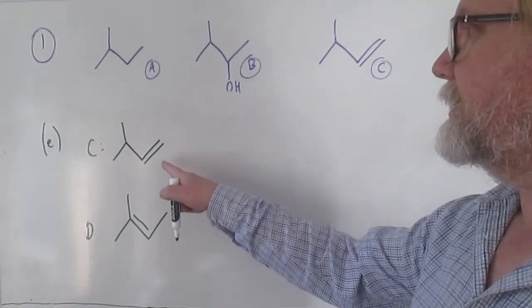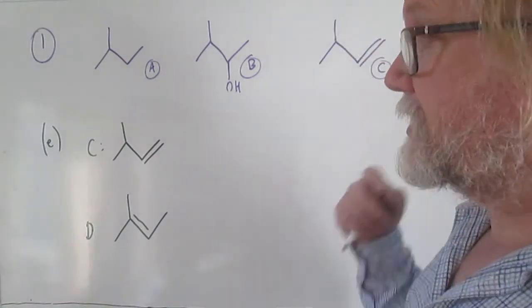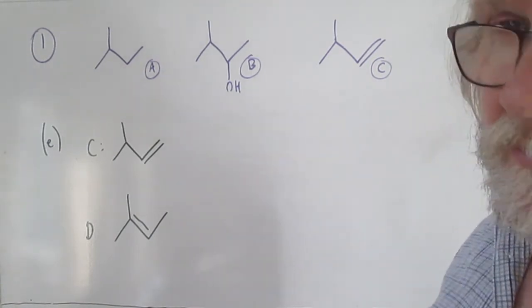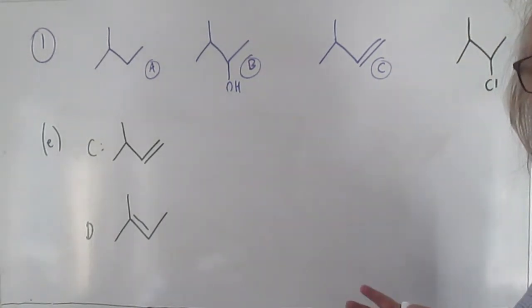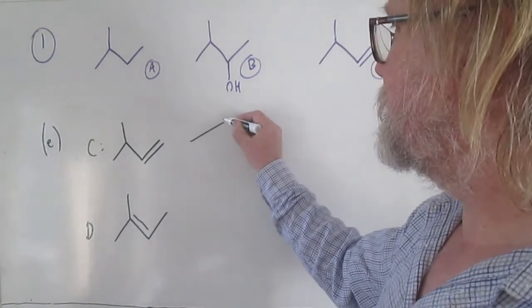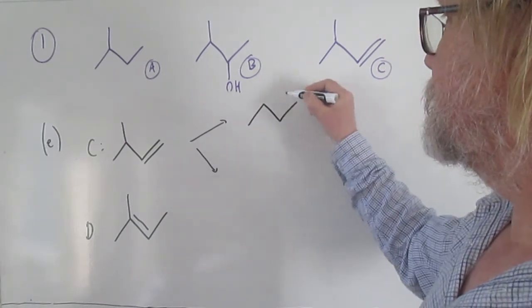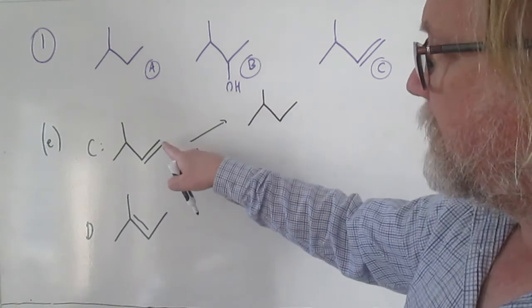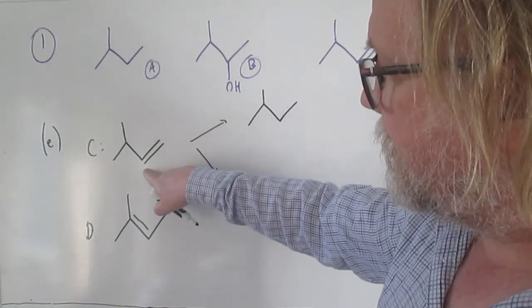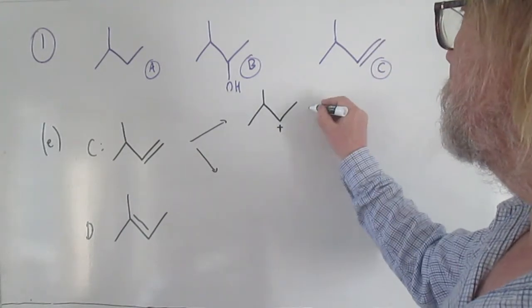So remember that when this, let's do it for C first of all, when it reacts with HCl, the first thing that happens is H plus gets added. If you're not remembering this, look back at the mechanism of electrophilic addition. So what you would find is that you would get two possible carbocation intermediates, because if the H plus adds to this end, you'll get a positive charge there, and that gives you a secondary carbocation.